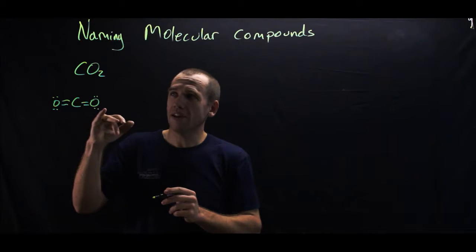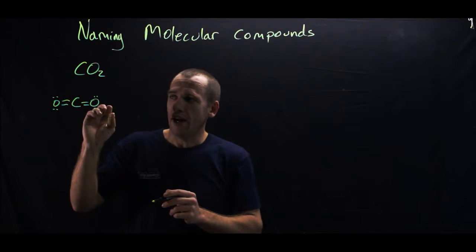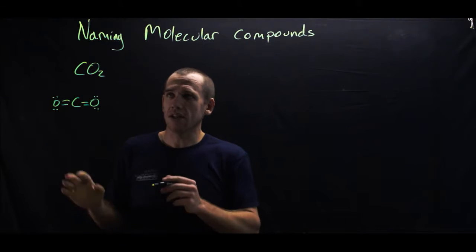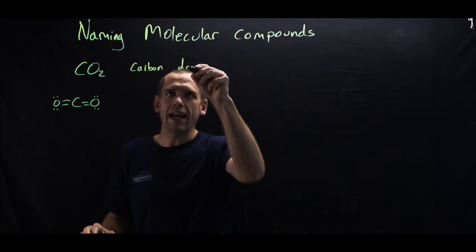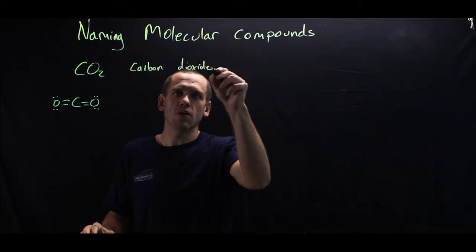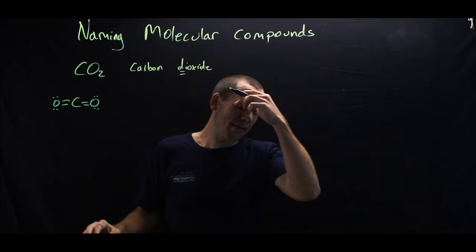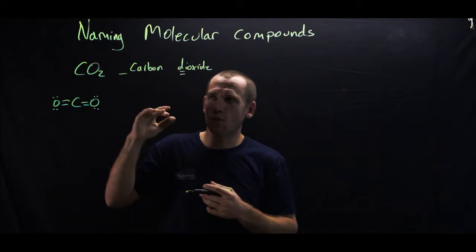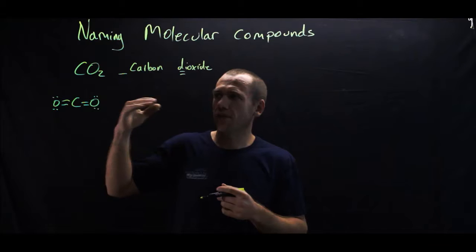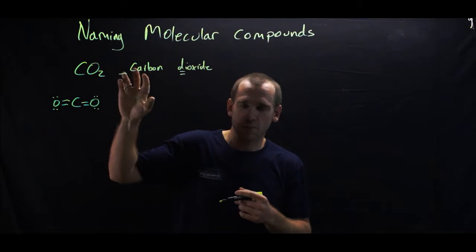And so we actually want to name a molecule and indicate how many things are in it. So the name of this, carbon dioxide, does that. The di refers to the number of oxygen atoms in the molecule. There is no prefix on the carbon because there's only one of them. And when there's only a single of the first element, we don't use a prefix.